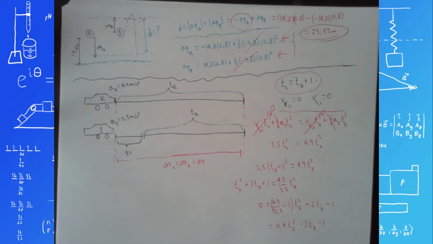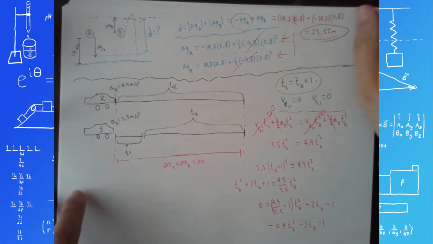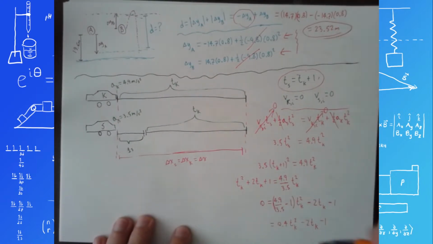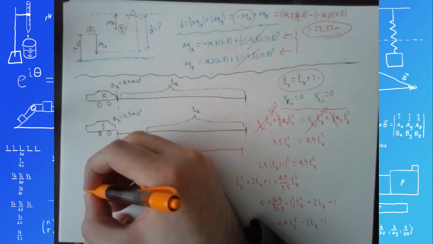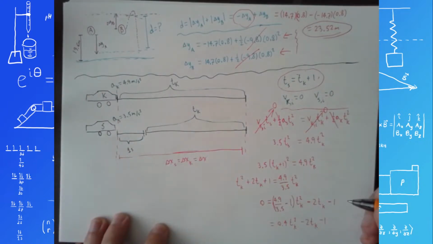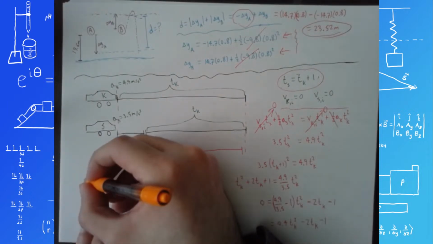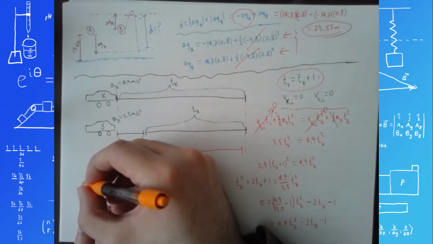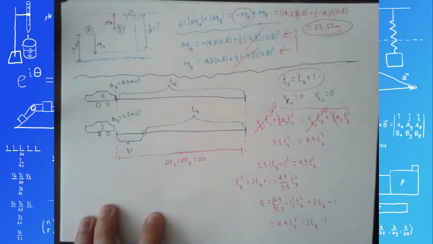This we're not going to be able to just factor. We have to use the quadratic formula. So, negative b plus or minus the square root of b squared minus 4ac all over 2a. Hopefully you got all that. I'm sure you've heard it 100 times.